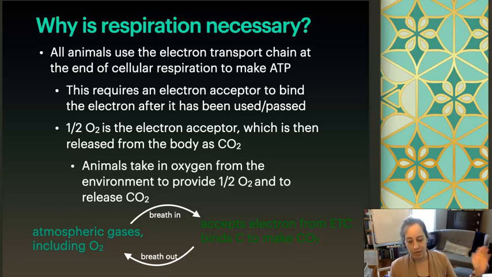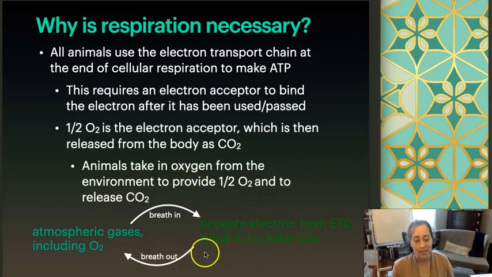So we get rid of that electron that we're not interested in anymore in terms of making ATP, and oxygen binds that electron. So technically it's 1/2 of an O2 molecule that is the electron acceptor, as we see here, and then that is expelled from the body as carbon dioxide. So in other words, we take in oxygen from the atmosphere, we use it to grab onto an electron that we're no longer interested in, and then the oxygen is released from our body as carbon dioxide. So there's a whole cycle here.